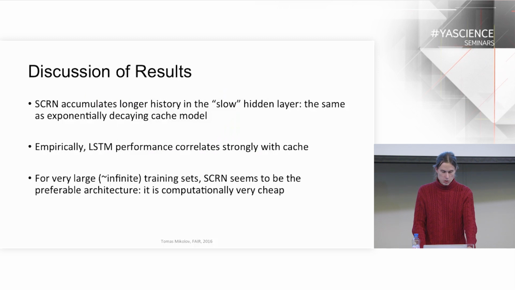So for the discussion of the results, the SCRN model, if we keep the self-connection fixed at 0.9, explicitly accumulates a weighted combination of the input features, so it can be seen as weighted backwards with some exponential decay. Empirically, the performance of LSTM correlates very strongly both with the cache model and with the SCRN model. So I hope that this gives people insight into what the LSTM models actually learn in language modeling and machine translation tasks, basically for all these NLP tasks.